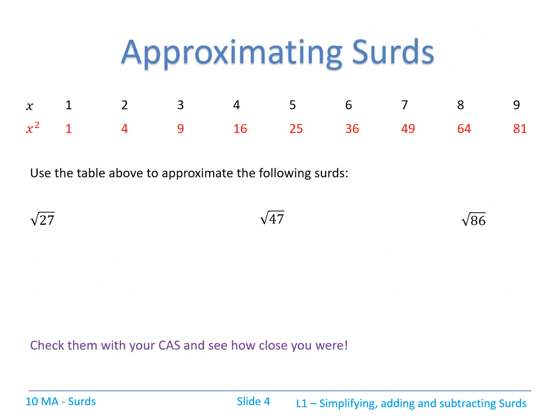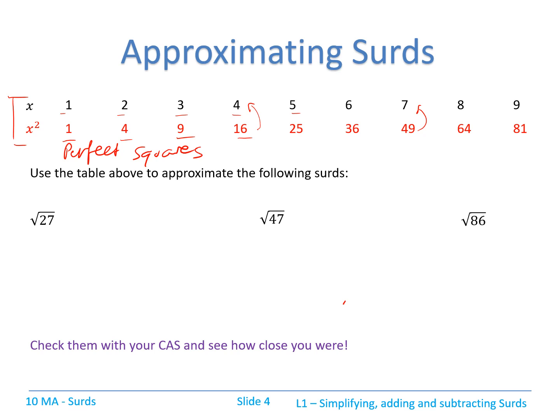Okay, here, approximating surds. What I've done is I've got a table of values. These are 1, 2, 3, 4, 5, 6, 7, 8, 9. And then the numbers below are the squares of those numbers. So these are perfect squares. If I square root 16, I know that I get 4. If I square root 49, I know that I get 7. So it's just a table of numbers and they're perfect squares.